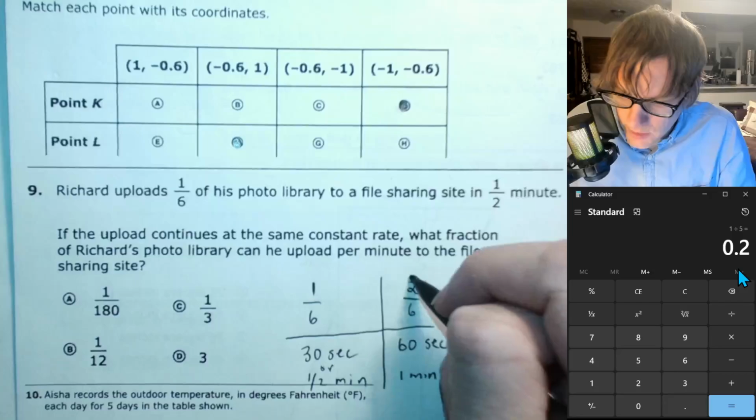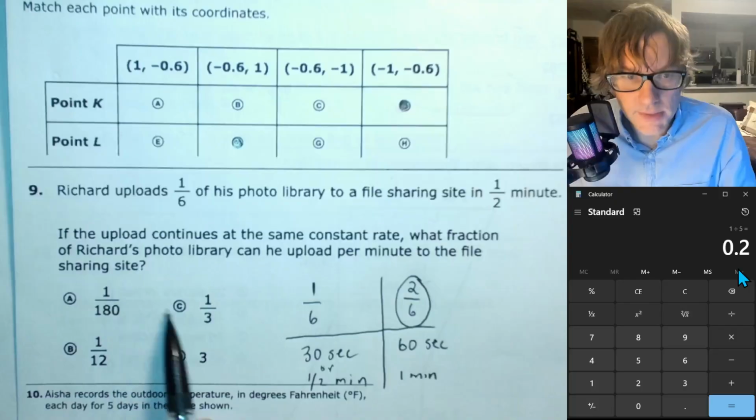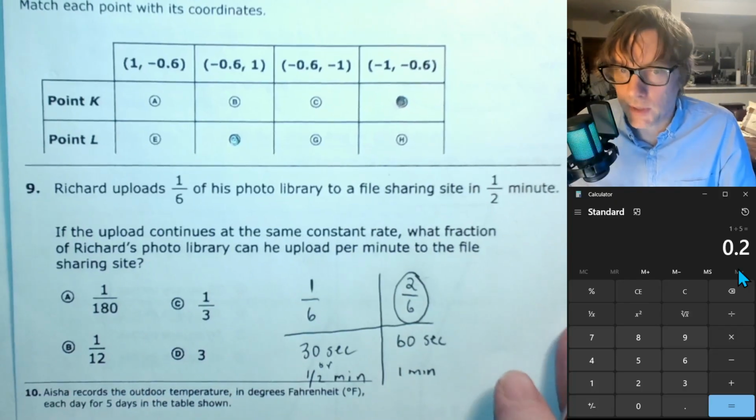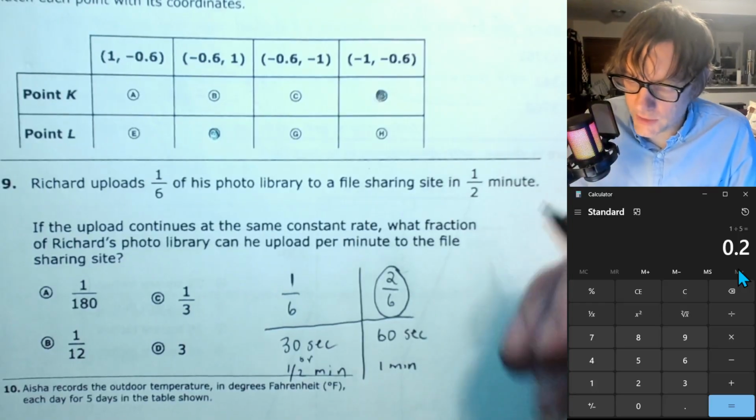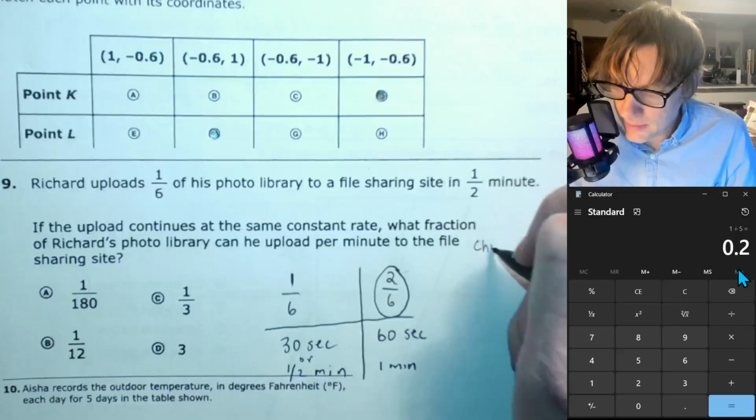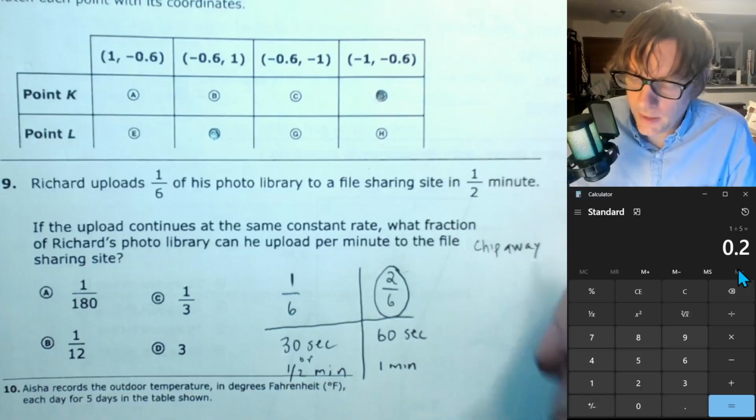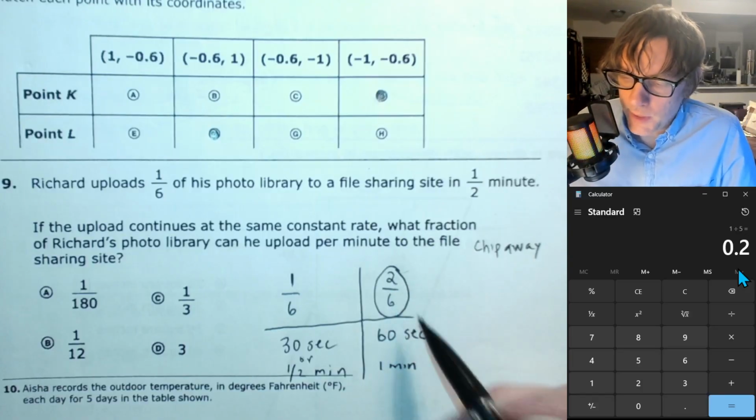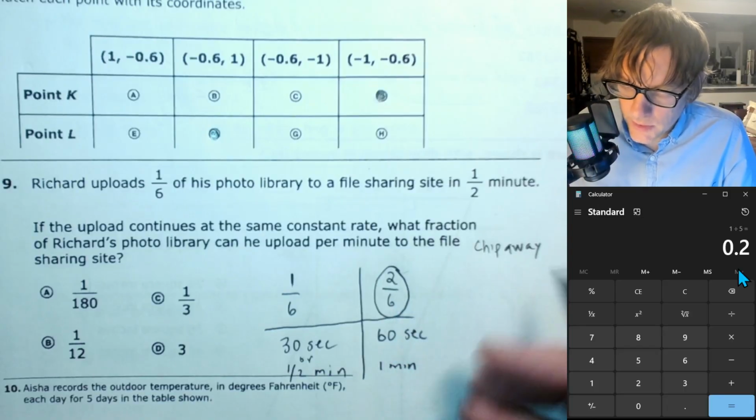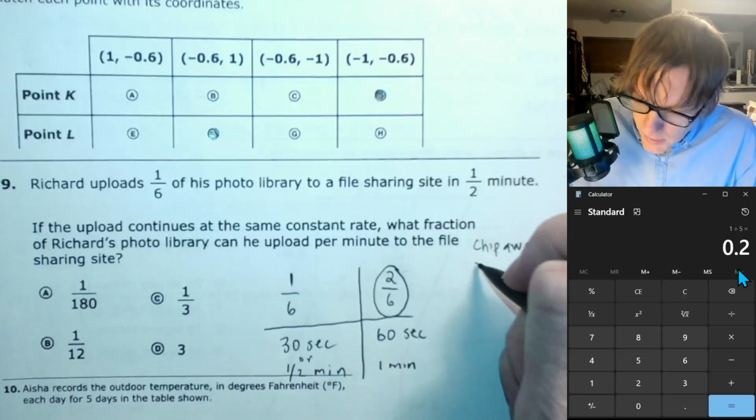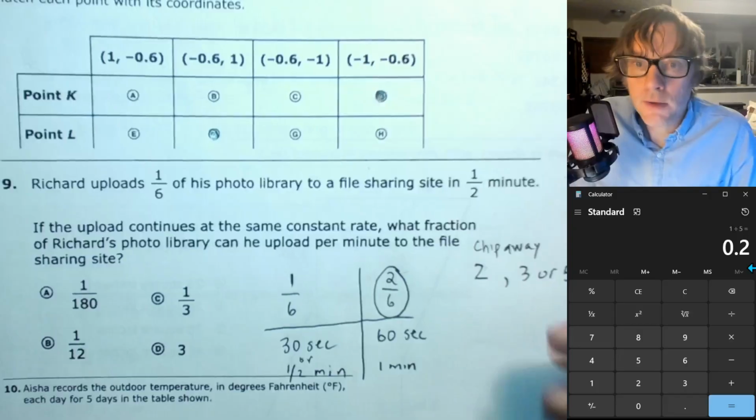All right, so this is going to be our answer here. But notice 2/6, I don't see that here. Well, remember, you got to reduce this fraction. So I have a method to reducing fractions I call the chip away method. The chip away method is divide both the numerator and the denominator by either 2, 3, or 5, whatever number works for both the numerator and the denominator. So you can see that, it's either 2, 3, or 5.